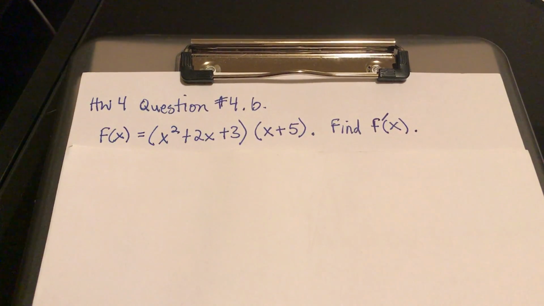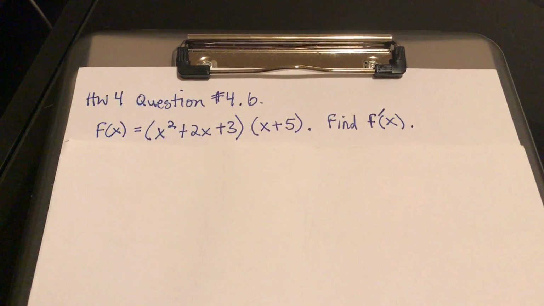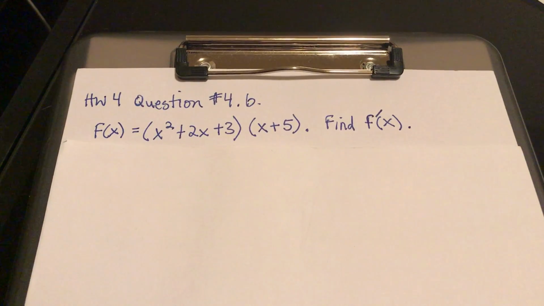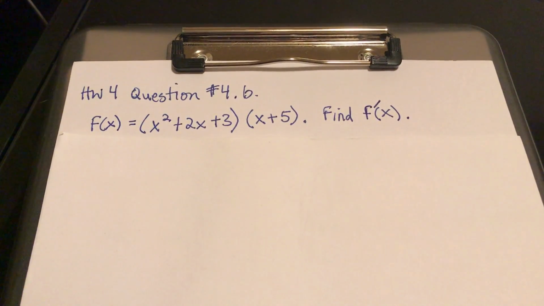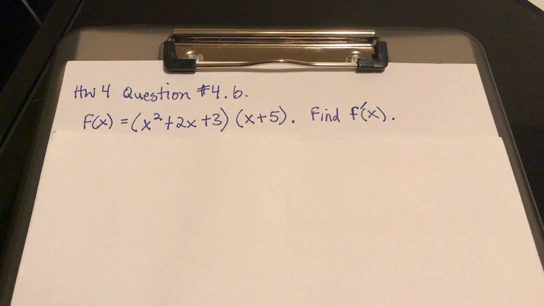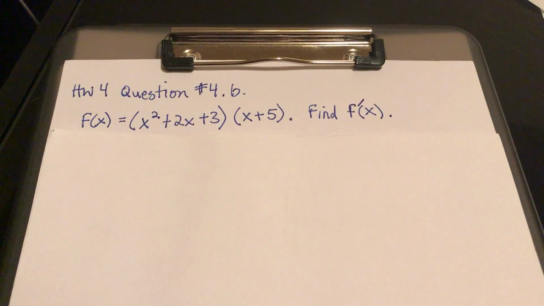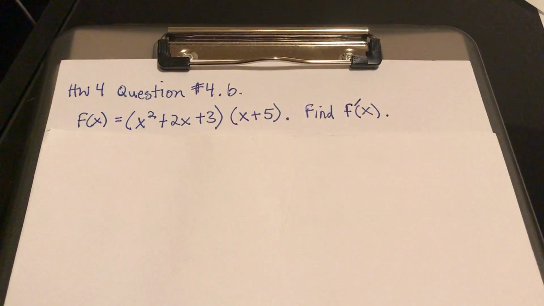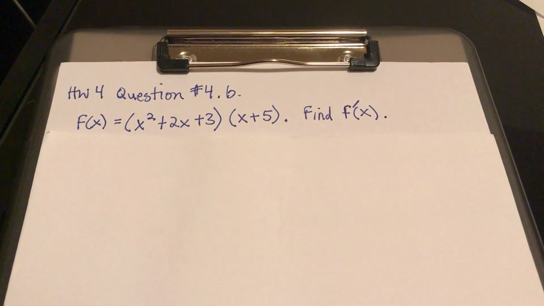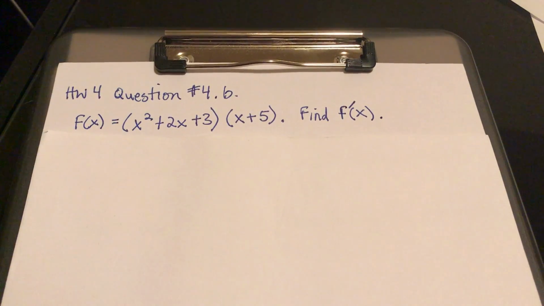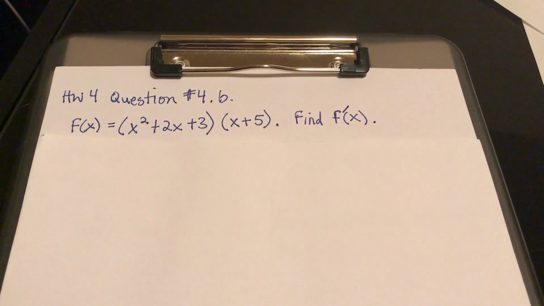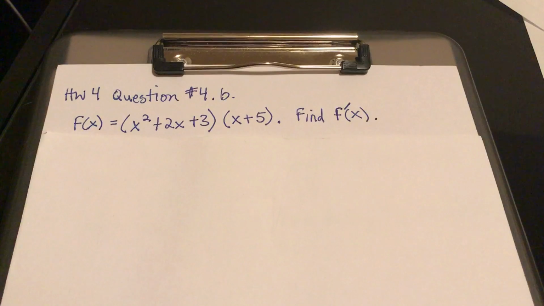All right, here we go. So this is homework number 4, question number 4, part B. The directions say differentiate each of the following functions using derivative rules. You do not need to simplify your answer, but you do need to show sufficient justification.